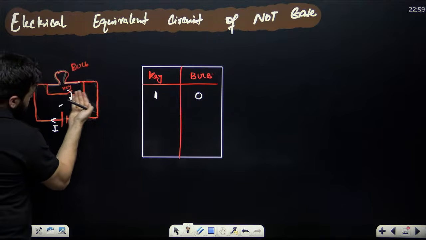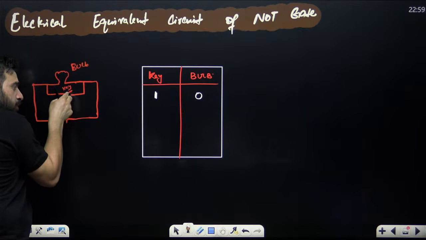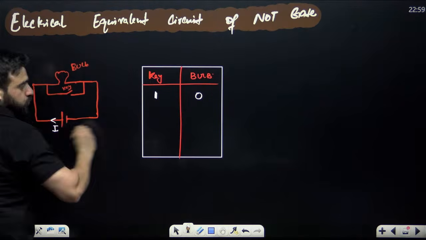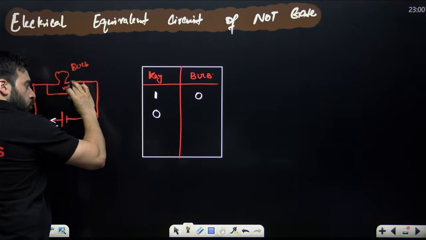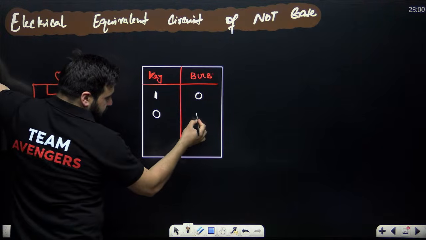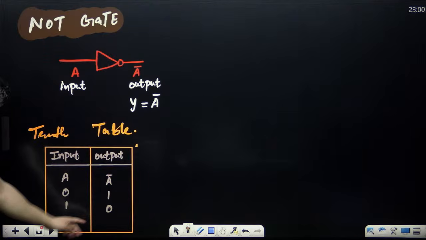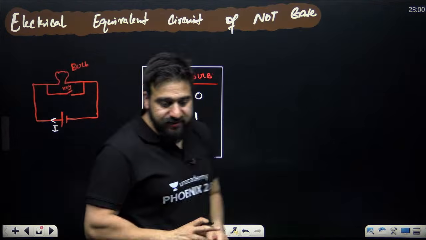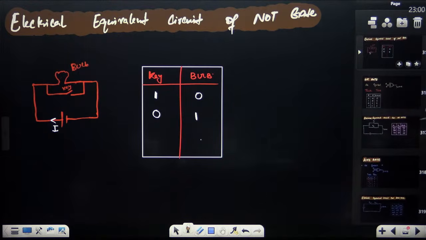Now, if you keep this open, current cannot flow through this because this is an open wire over here. Current has to flow through this. So if you keep the key off, meaning open, then the bulb will remain on. Now, see, this truth table is exactly this. That's why we say this circuit exactly behaves like a NOT gate.